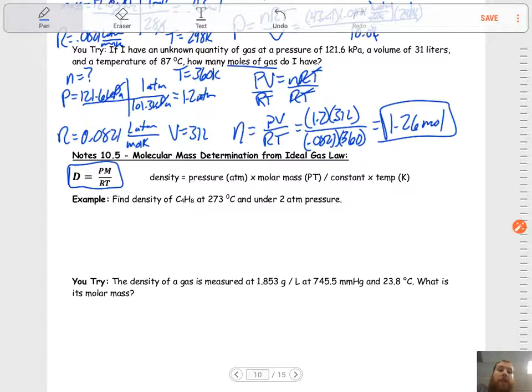So another formula that you probably want to write down on Table T, and then define all those things as well. So take the next minute or so, jot this down on Table T: D equals PM over RT, and make sure you define it.